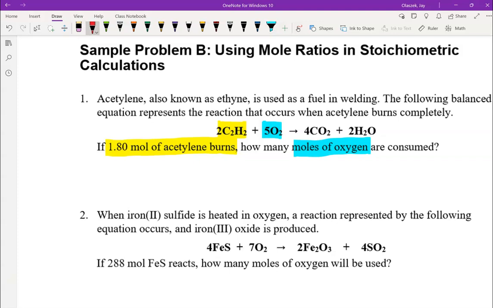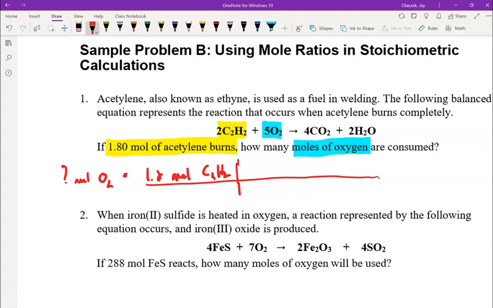All right, so we've got a known, we've got an unknown. What are we looking for? How many moles of oxygen are consumed if we use 1.8 moles of this stuff, C2H2? Obviously, the moles of C2H2, this is the known, so this is going to go on the bottom. Moles of C2H2. What we're looking for is moles of oxygen. This goes on the top.